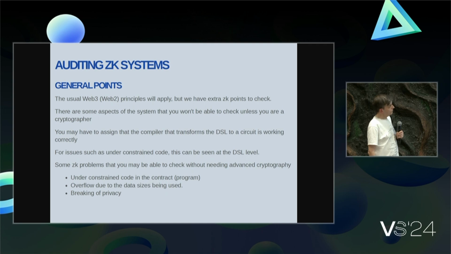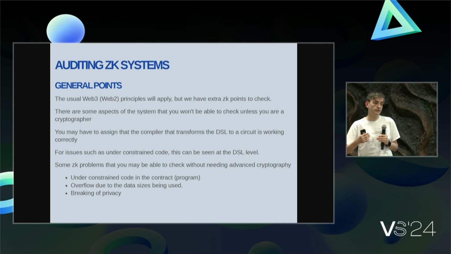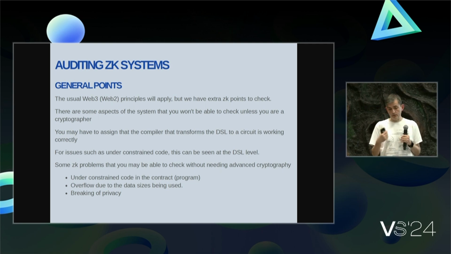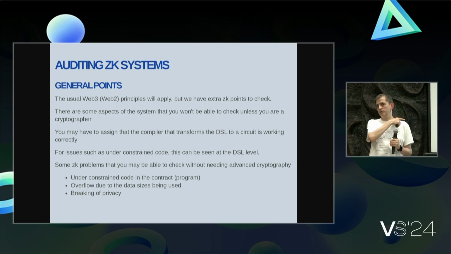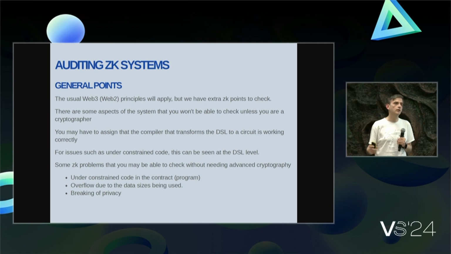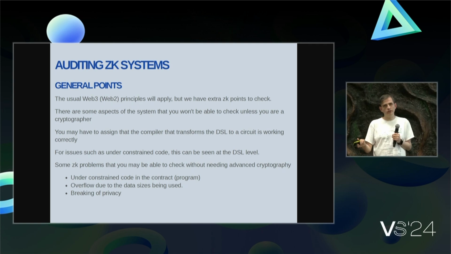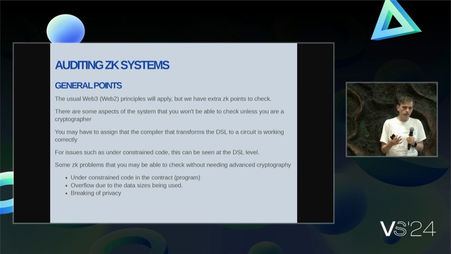Now, one problem with ZK systems as well is that there are things we can find as auditors with limited ZK knowledge. So you may be able to find logical bugs in the code. You may be able to pick up on some of the items I've mentioned already about why ZK programs are a little bit different. But there may also be things that are just going to be found by cryptographers and people who really understand the depths of the protocol themselves. So that adds an extra complexity to the process.